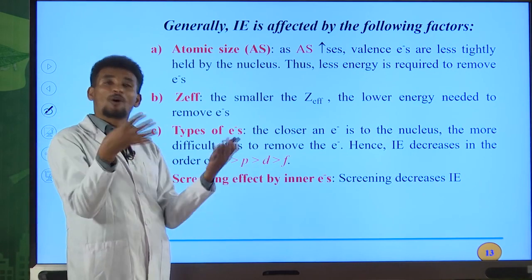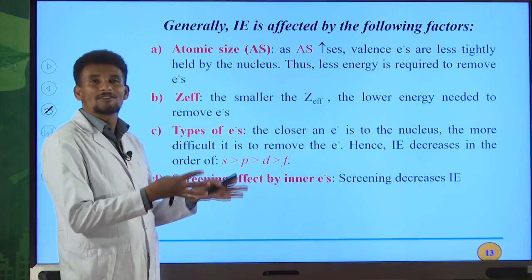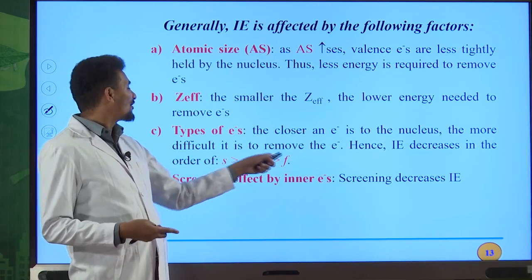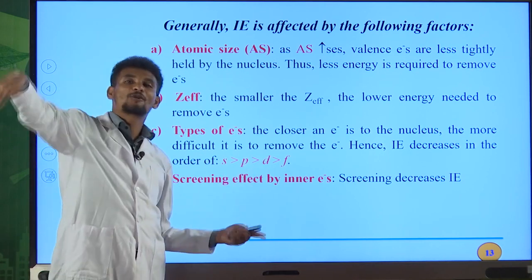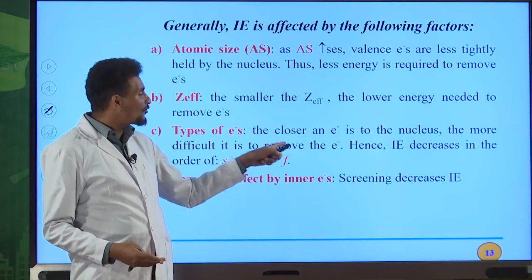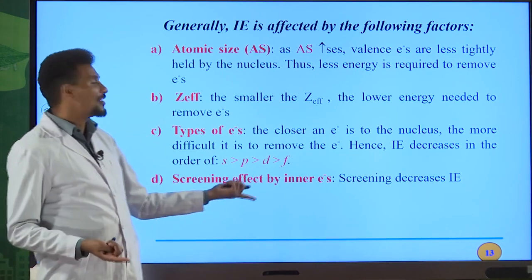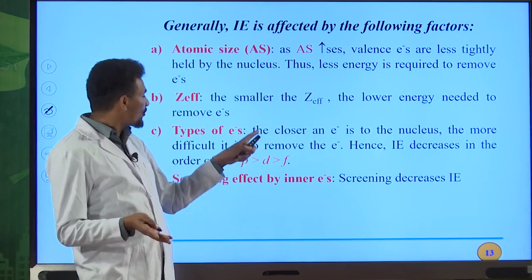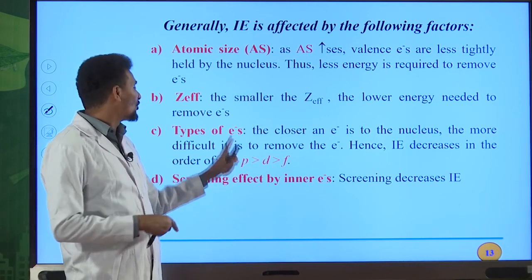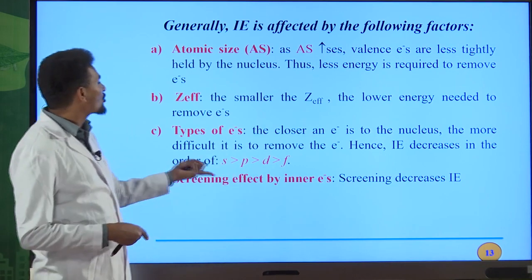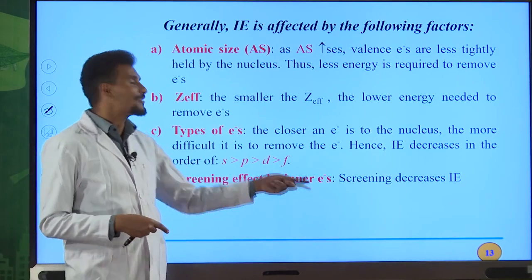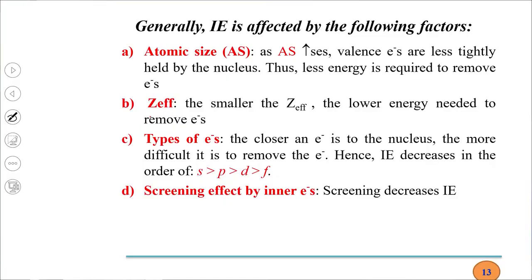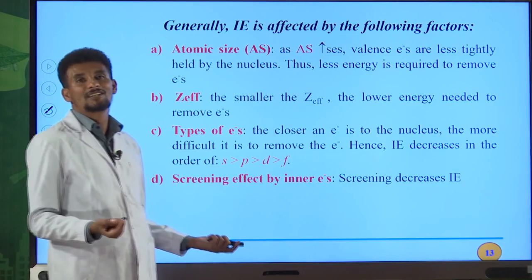The s orbital is closer to the nucleus, so attraction increases. When we move from f orbital to s orbital, f is very far from the nucleus, so it is easy to remove an electron from f orbital compared with d orbital, easier from d orbital than p orbital, and easier from p orbital than s orbital. The closer an electron is to the nucleus, the more difficult it is to remove. Hence ionization energy increases in the order of f, d, p, s. And the fourth one is the screening effect by inner electrons. Screening decreases ionization energy.